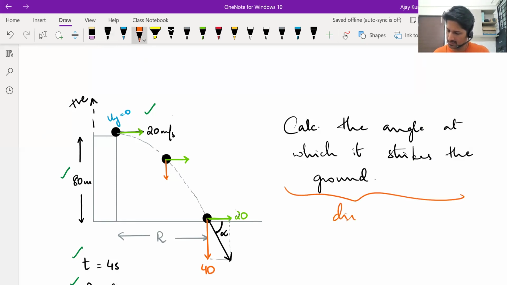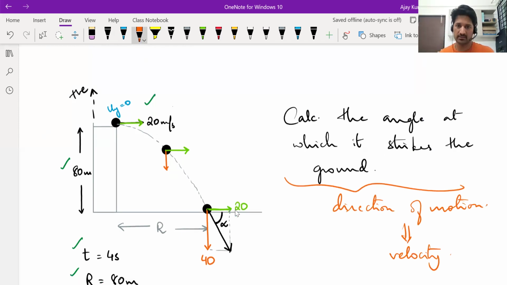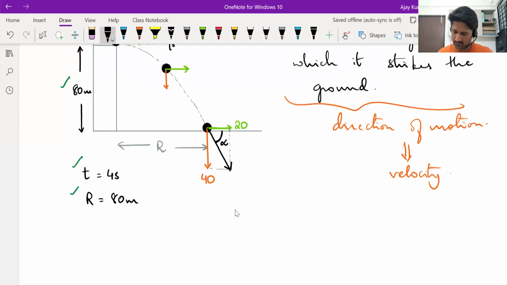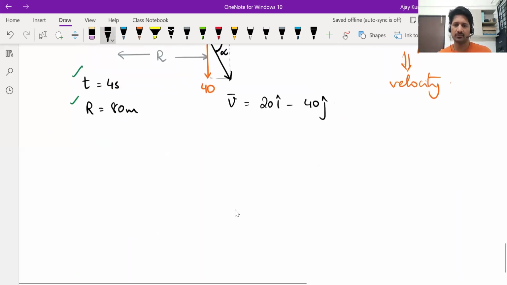So this is basically asking you about the direction of motion. And direction of motion depends on velocity. So you have to find out the velocity just before it strikes the ground, which we have already done. How much is it? 20 i cap minus 40 j cap. Now you just have to find out what angle it makes with the x-axis. Visualize the vector.